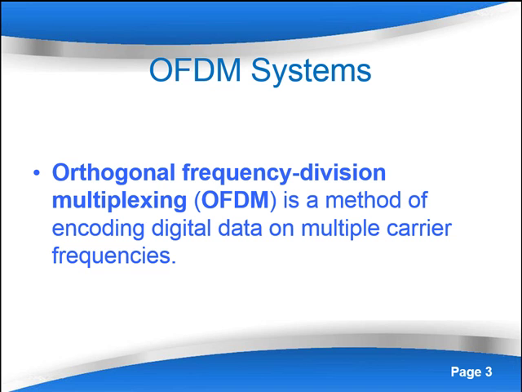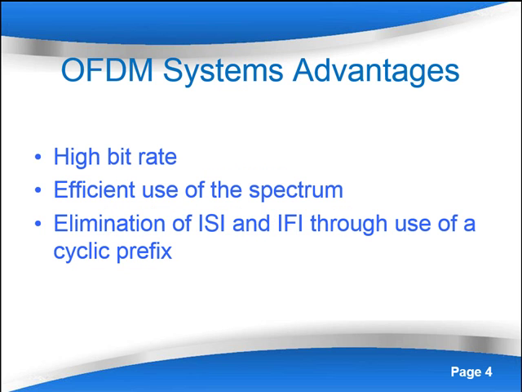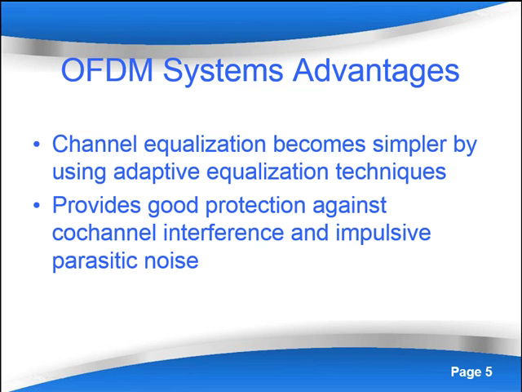Multi-carrier transmission such as orthogonal frequency division multiplexing is a promising technique to realize high bit rate wireless transmission systems, where parallel data streams are transmitted with multiple narrowband subcarriers and inter-symbol interference is mitigated. OFDM systems have several advantages: high bit rate, efficient use of spectrum, elimination of ISI and IFI, simpler channel equalization, co-channel interference, and impulsive noise protection.